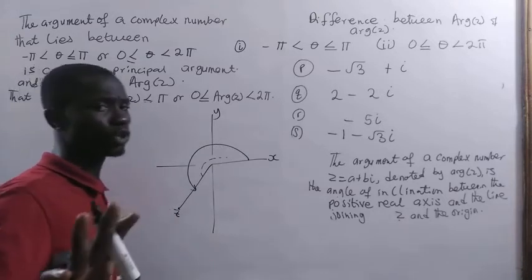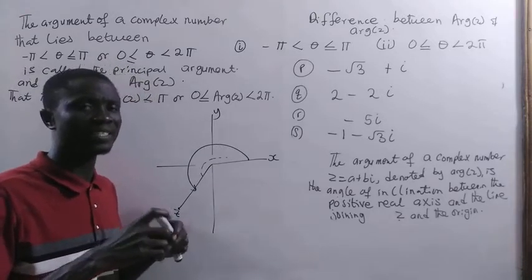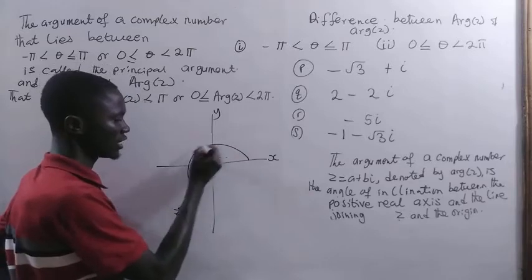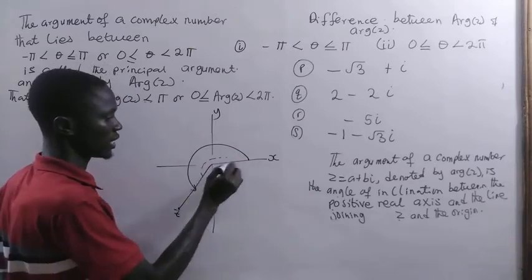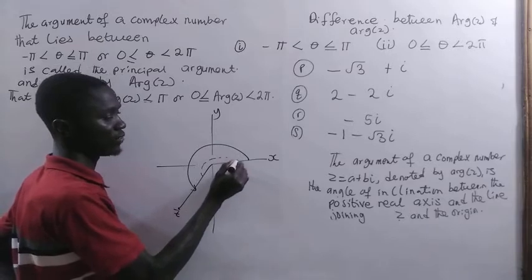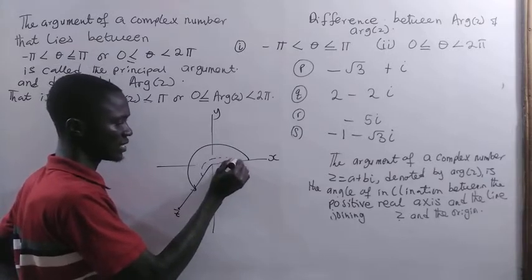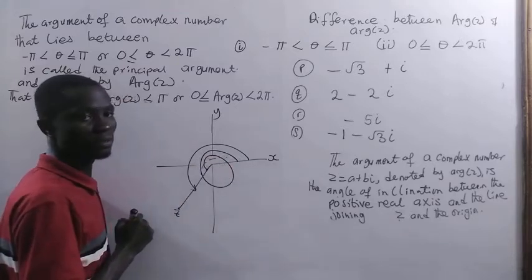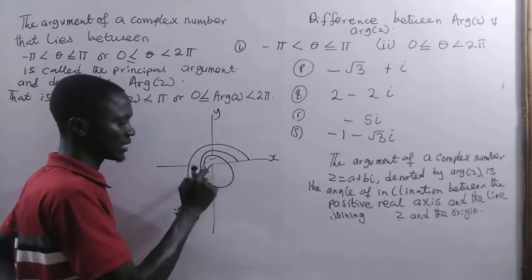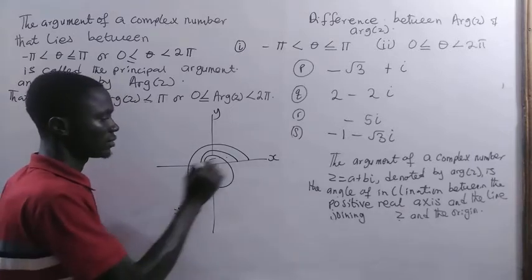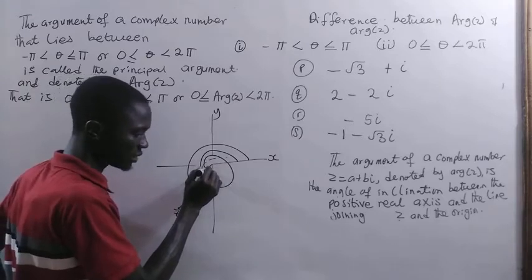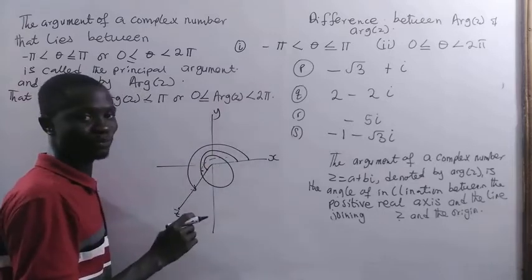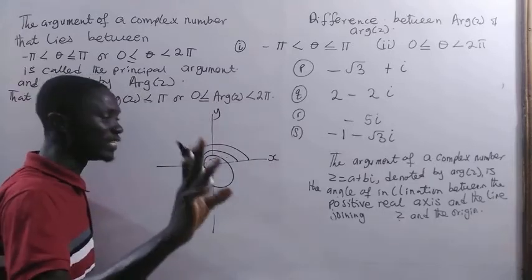Now, this argument is not unique because it represents a set of values. Why am I saying that? This is not the only angle that we can form. Let's look at this. If I stand on the positive real axis, I can come back and land on this one again. If I complete a circle, I'll come back to that. I can still go back and land on it. So the argument is not unique.